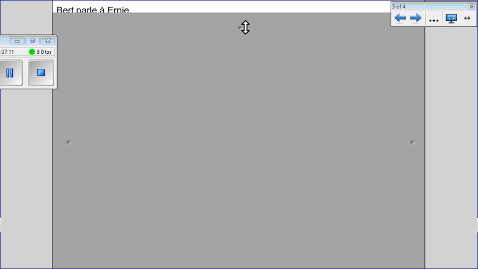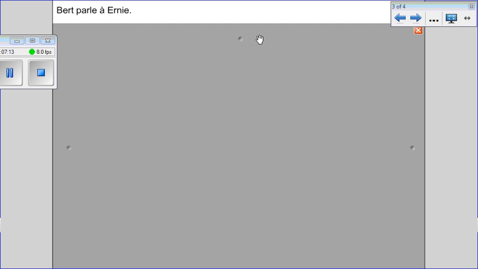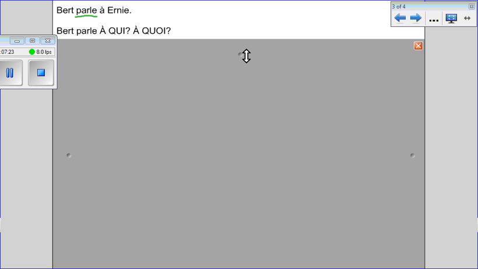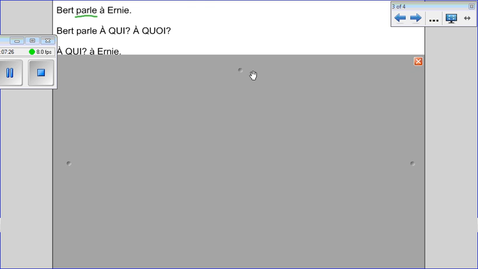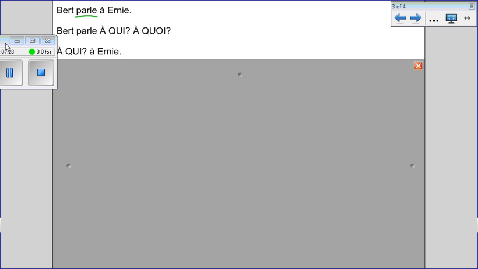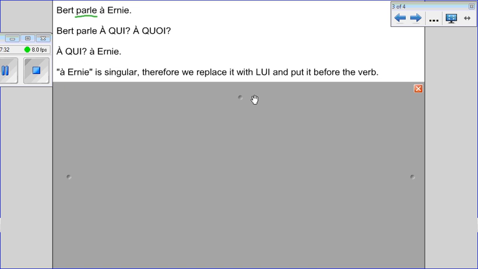Next page. Bert parle à Ernie. Right? What is the verb? Parler is the verb. Bert parle à qui? À qui? Il parle à Ernie. So we know he's talking to Ernie.